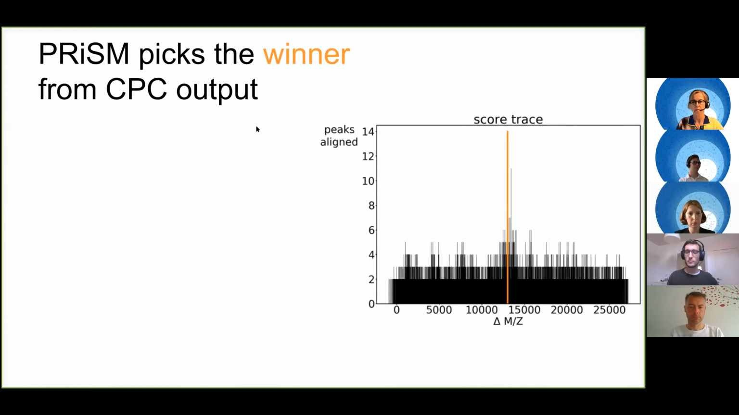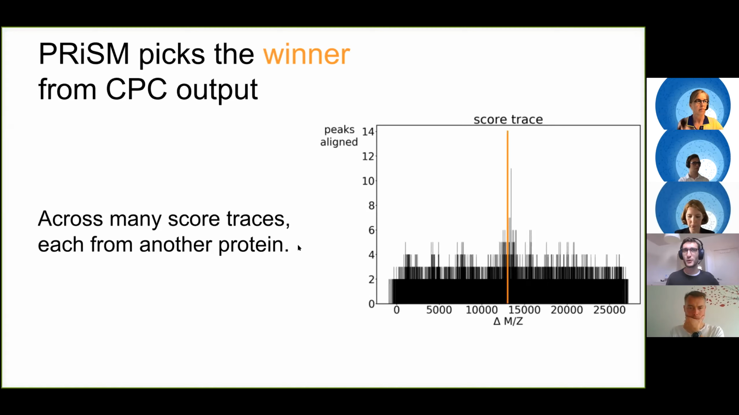And Prism uses its statistical machinery to pick a winner from all of the output from the CPC algorithm. And this winner, this best matching alignment, then of course points to the correct protein. Good, but please do know that we do this across many score traces because there's one of these for each protein in your database. And that's a lot of data. That is a lot of calculations. And that's exactly one of the reasons that we are doing this today.